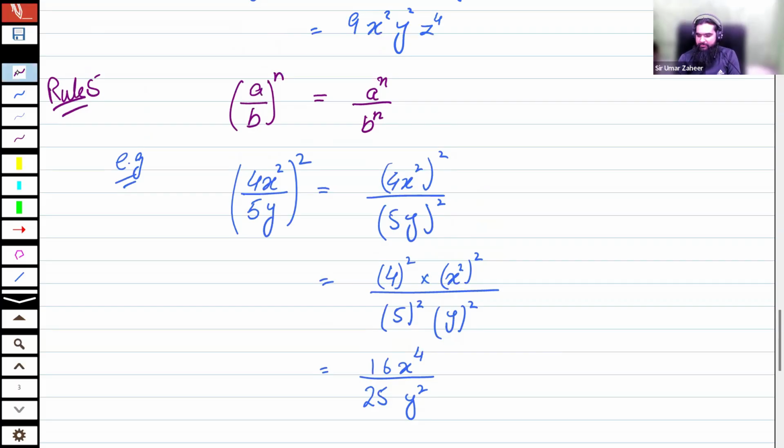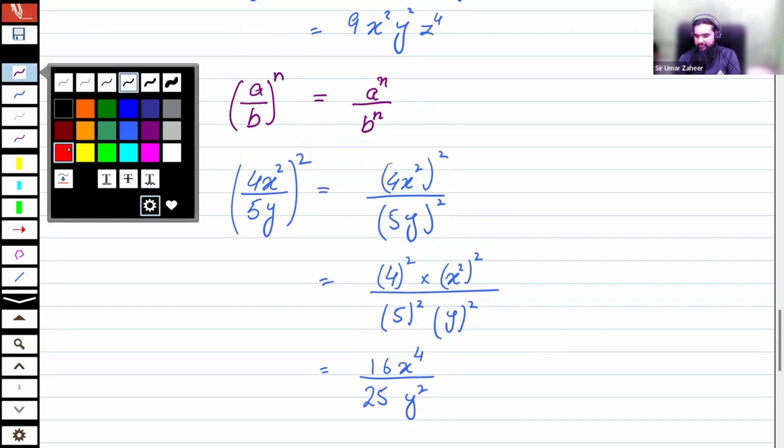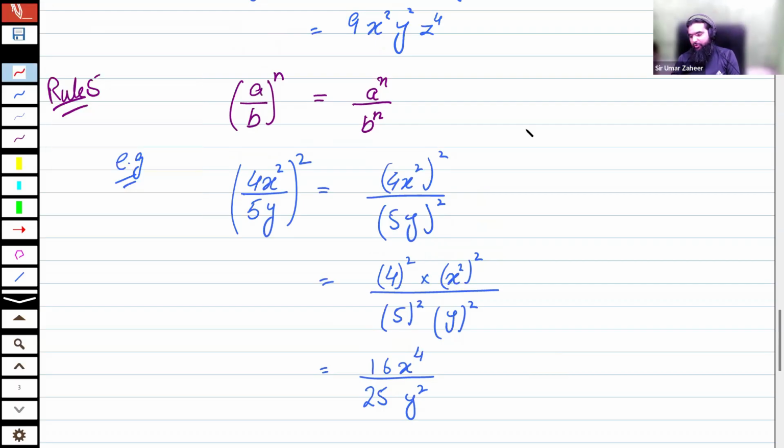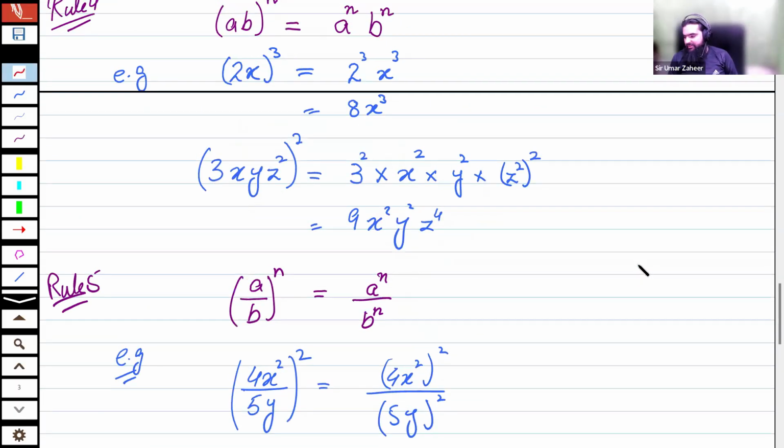Remember that this is only for values that are multiplying or dividing. If you have two numbers that are adding or subtracting, and there is a whole power, you can never write it as a square plus or minus b square. You can never write it. This rule is only for when two terms are multiplying or dividing.